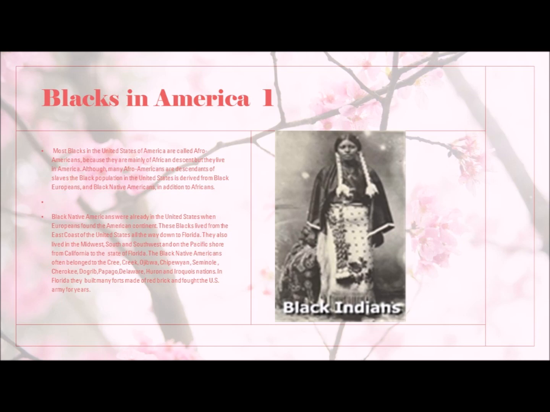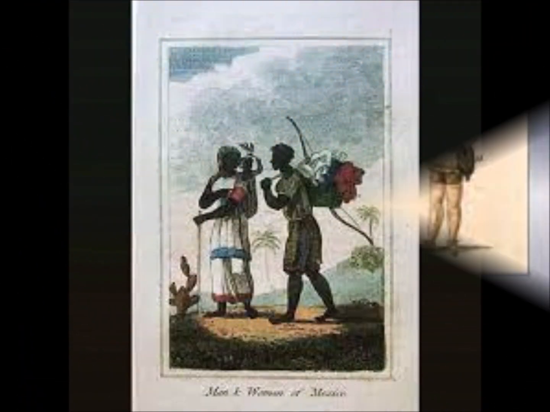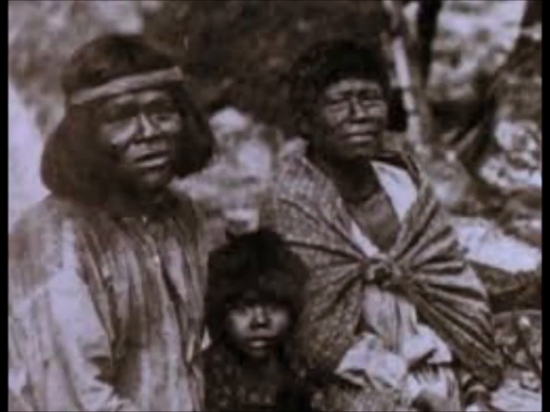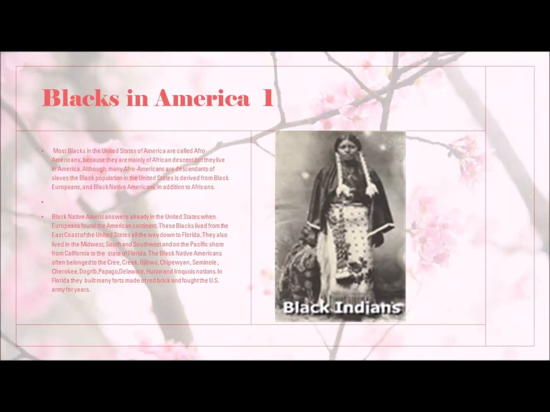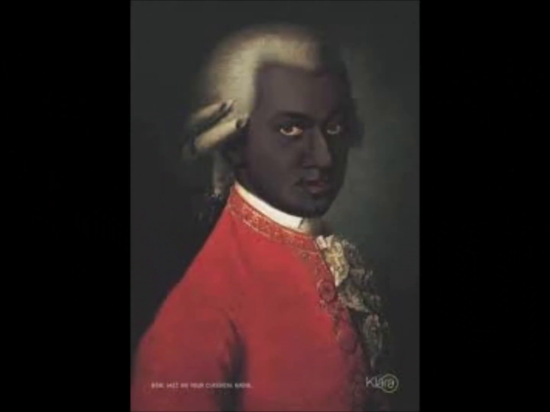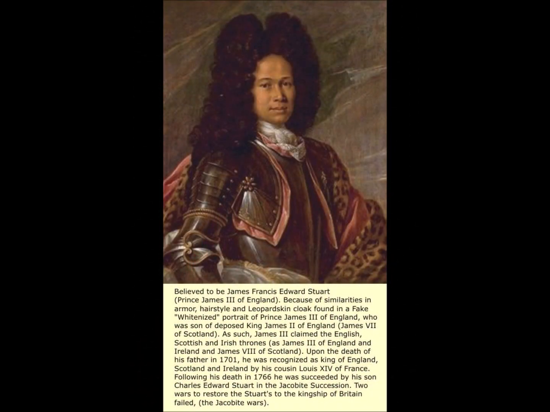Most Blacks in the United States of America are called Afro-Americans. Today we call them foundational Black Americans. We call them foundational Black Americans because FBA, Foundational Black Americans, is a lineage. Yes, a lineage. We see ourselves as the lineage, and that we have, in a sense, an African ancestry, you see, but our heritages can be from many, many different groups. Although many FBA are descendants of slaves, the Black population of the United States is derived from Black Europeans and Black Native Americans, in addition to Africans.